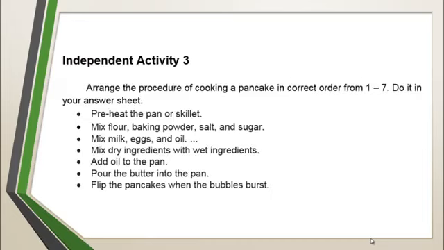Independent activity 3. Arrange the procedure of cooking a pancake in correct order from 1 to 7. Do it in your answer sheet. Preheat the pan or skillet. Mix flour, baking powder, salt, and sugar. Mix milk, eggs, and oil. Mix dry ingredients with wet ingredients.